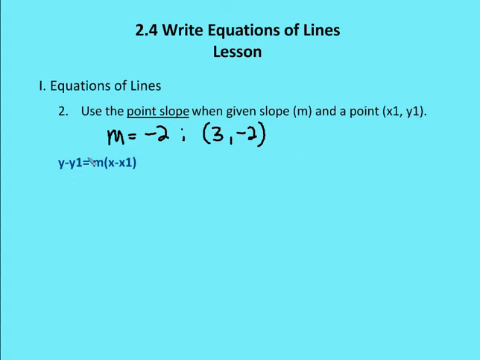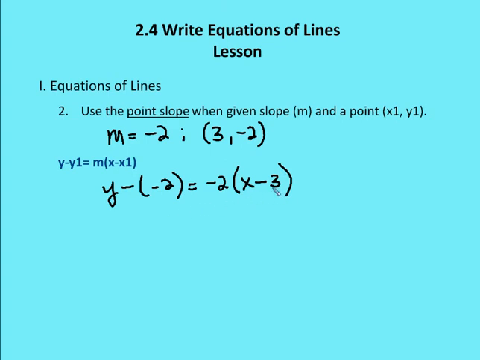So what I do is I put it into my formula, and y is still y. I subtract y1, which in this case is negative 2. So y minus 2 is equal to the slope, which is negative 2, times x, which is just x, minus x1, which in this case is 3.